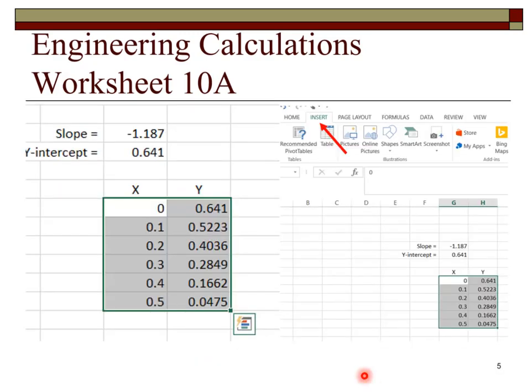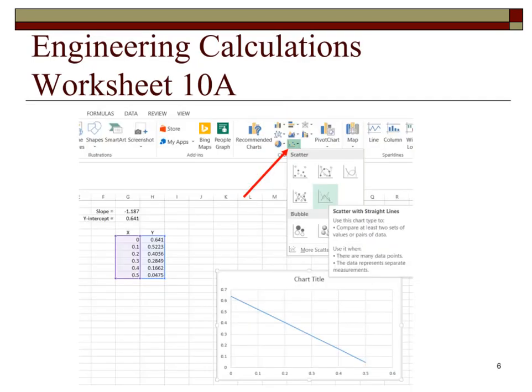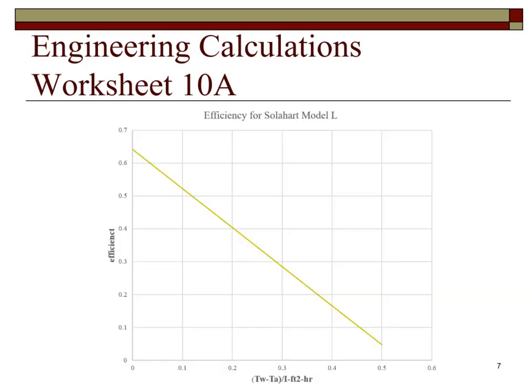On slide 5, the values for both x and y are highlighted, and the insert button is clicked. A drop-down box appears on slide 5, and we click on the scatter graph. The graph title and axis are added and inserted and shown on slide 7.